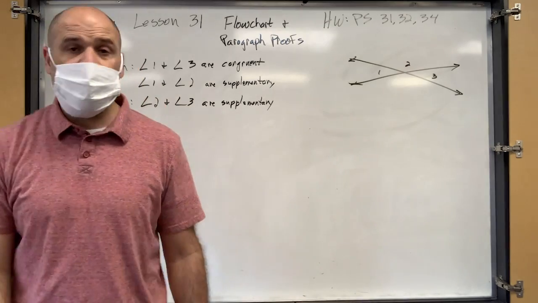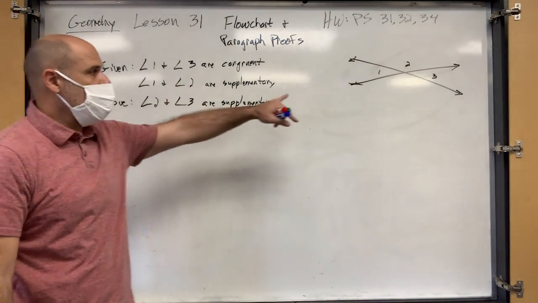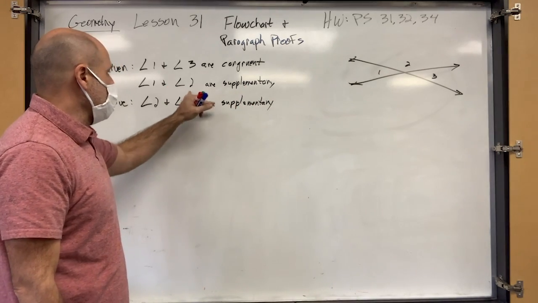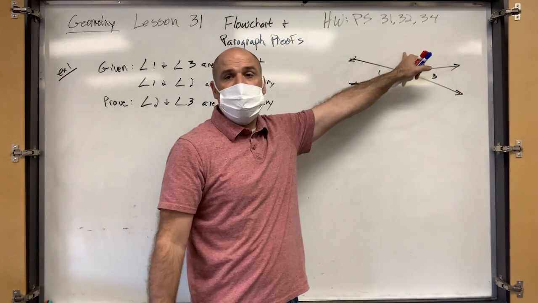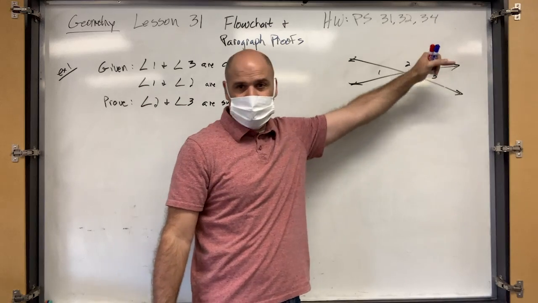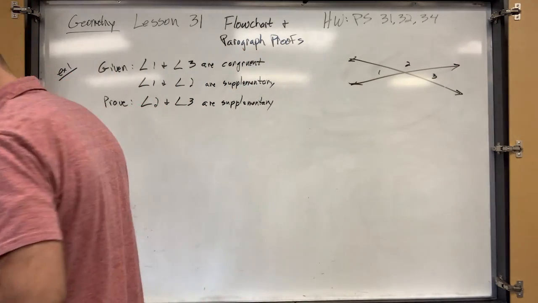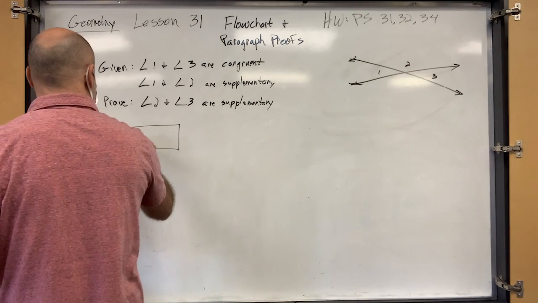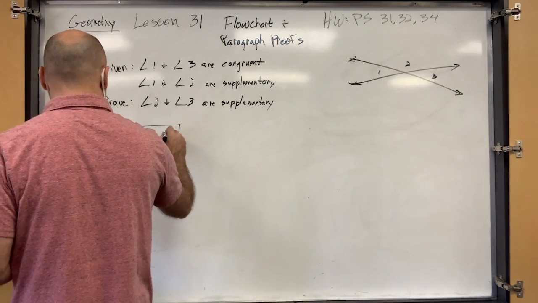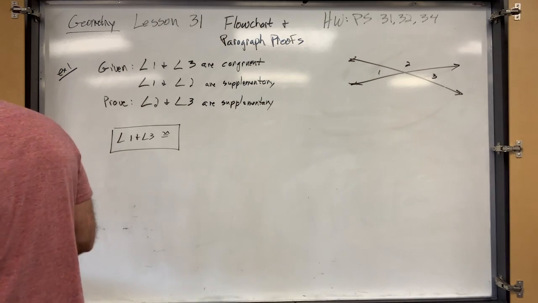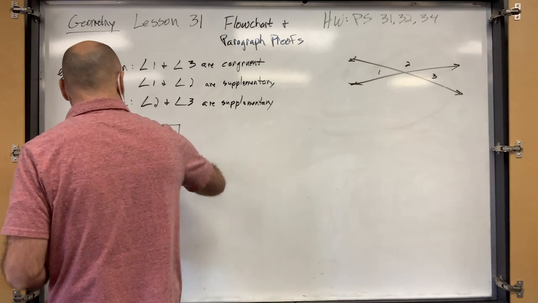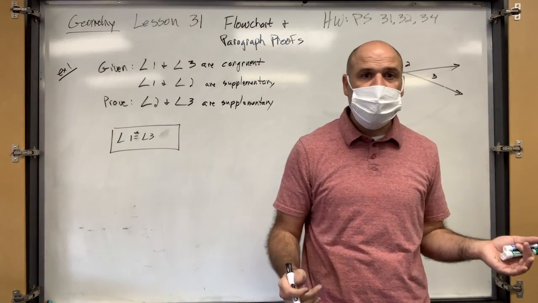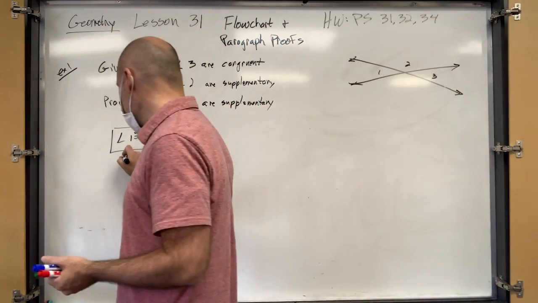Okay, so given angle 1 and angle 3 are congruent. Yeah, they are because they're vertical angles. And then also given is angle 1 and angle 2 are supplementary. So I'm going to prove that angle 3 and angle 2 are supplementary. Okay? So here's the first part of my flowchart. Angle 1 is congruent to angle 3. Why can we say that? It's given. So I'm just going to write given underneath here.